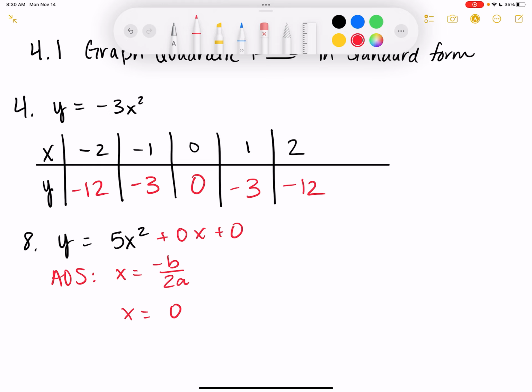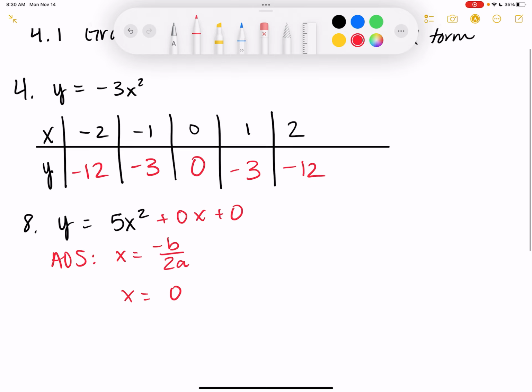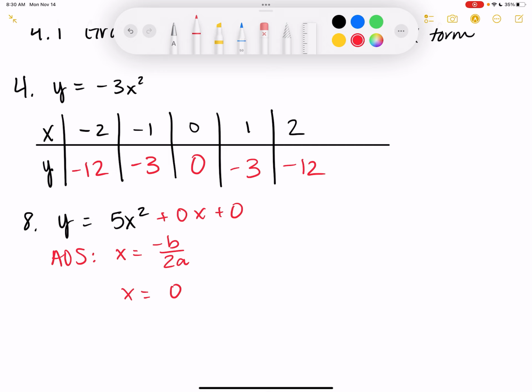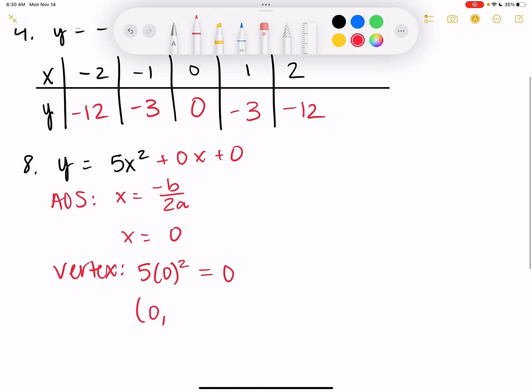And then the vertex, we want to know what happens when x equals 0, because your vertex is always going to be on your axis of symmetry. So we plug in 0 for x in this case. So 5 times 0 squared is 0. So then your vertex is at 0, 0.